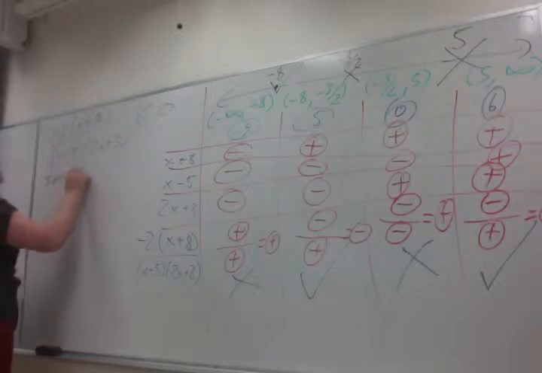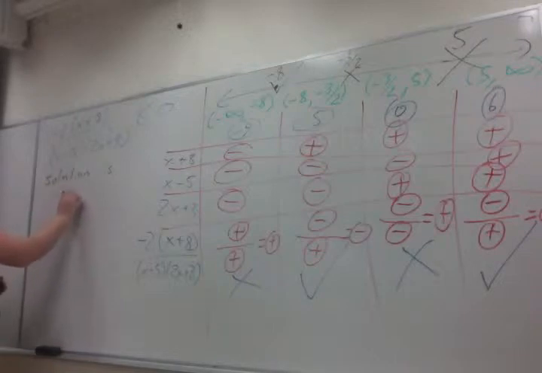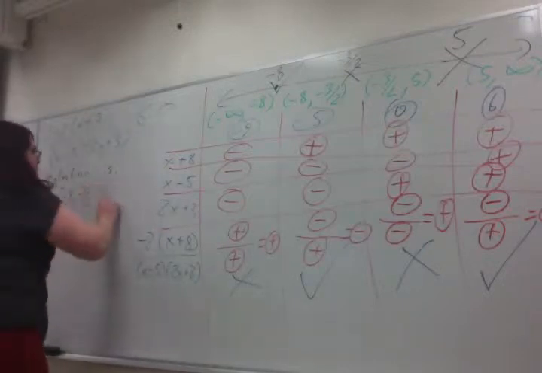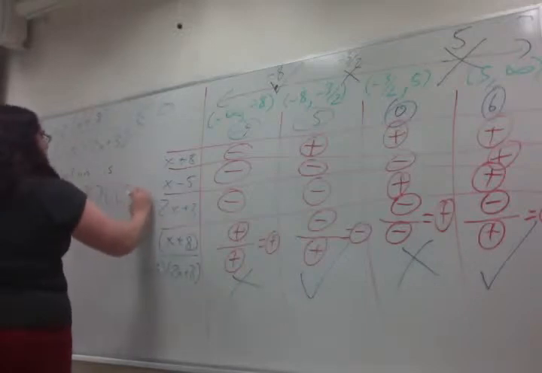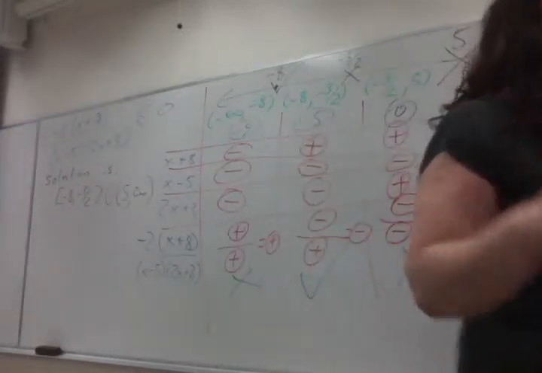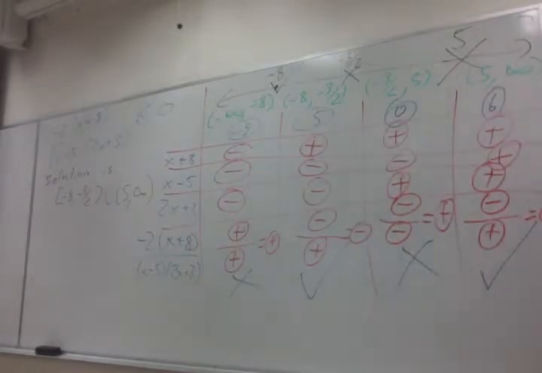So here the solution is, well, we're going to have the interval from negative 8 to negative 3 over 2. But we're going to have to put a square bracket on the negative 8 because of that check mark there. And we're going to have the interval from 5 to infinity. And we're not going to have any square brackets on the interval from 5 to infinity. So that there is what that solution is going to look like.